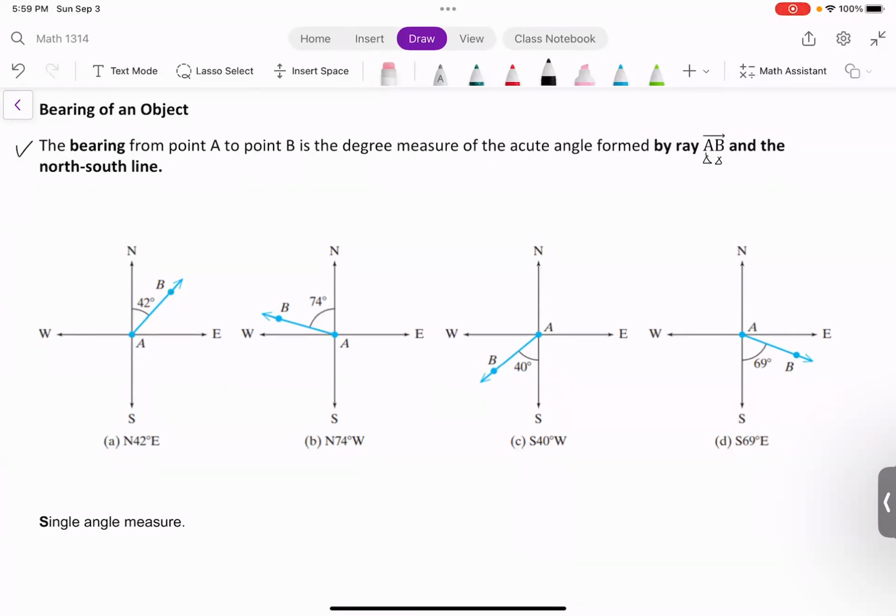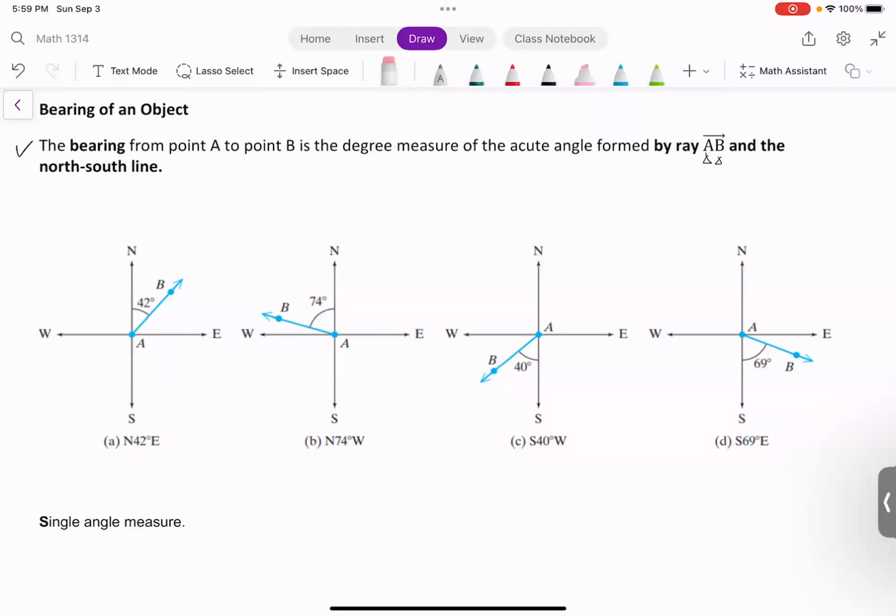At the initial point A, we need to draw a north-south, west-east line going across point A. So the ray AB and the south-north line form an angle here. This acute angle is 42. We're using this angle to describe our bearing. We're not describing the angle from here to here. This is not an acute angle, this is an obtuse angle.